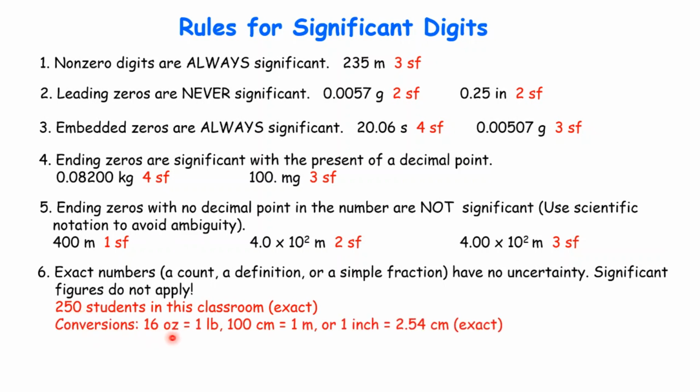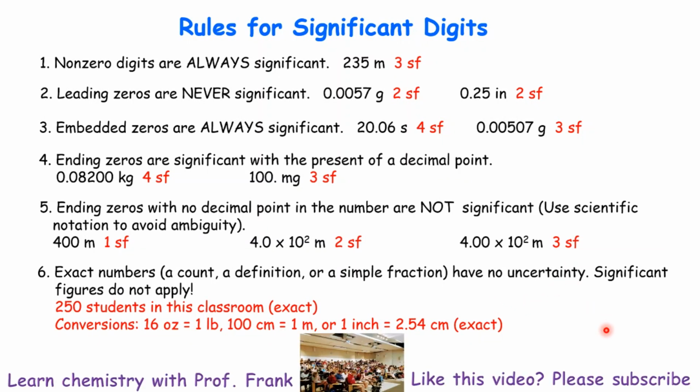Conversions, 16 ounces equals 1 pound, and so on. You cannot say there are 2 sig figs and 1 significant figure here. That's not the way to do it. So in general, those exact numbers have no uncertainty. That's something you need to pay attention to.